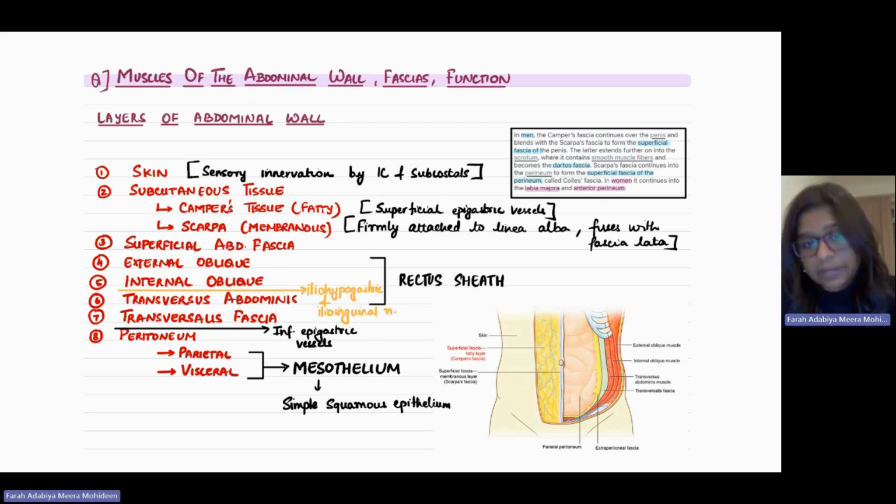The peritoneum itself can be divided into 2 layers, parietal and visceral. Parietal, as you know, is outside, visceral is stuck to the organ, right? The peritoneum is basically made up of mesothelium, which is simple squamous epithelium. You'll be studying more about this in histology. And this is the first thing you'll have to talk about when it comes to this question. On the side, I've attached a small box which shows the difference of the fascias in men and women. You can definitely read through it.